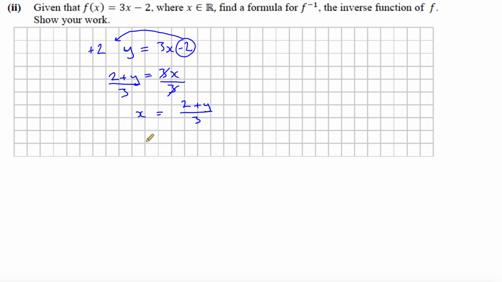And so now all you say is that the inverse function is equal to, you now replace that y back with an x, and that's the inverse function, 2 plus x over 3. Sorry, that's f to the minus 1 of x. And that's the inverse function, and that's the end of the question.